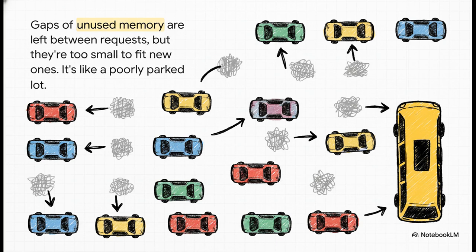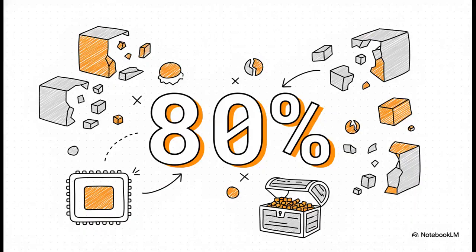External fragmentation is just as bad, if not worse. Imagine a parking lot where cars of all different sizes have been coming and going all day. You're left with all these small, empty spots scattered around, but none of them are big enough to fit the bus you're trying to park. The total amount of empty space is huge, but because it's all broken up into these tiny, unusable pieces, it's completely wasted.